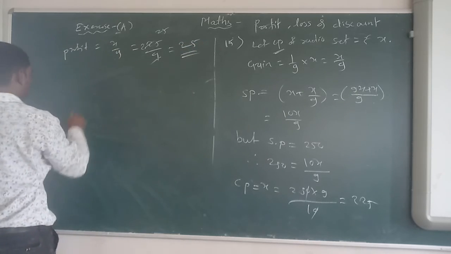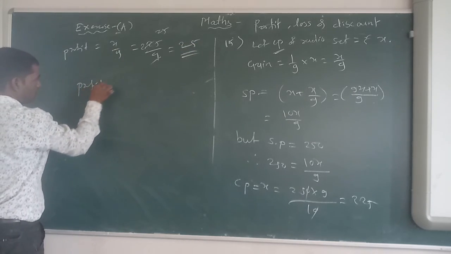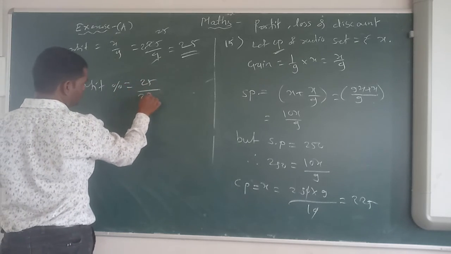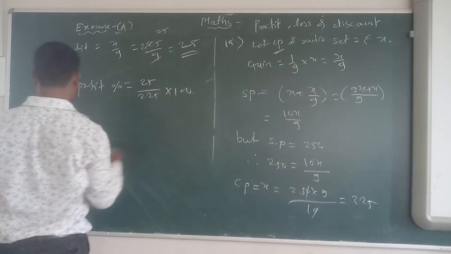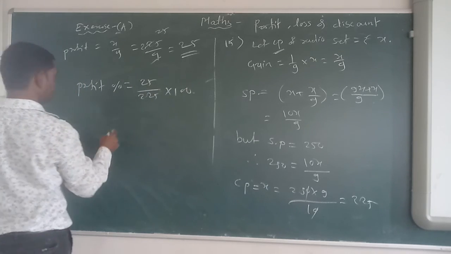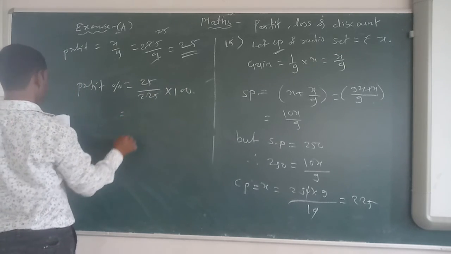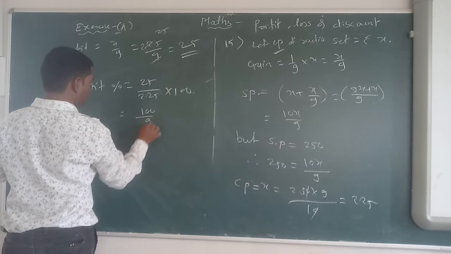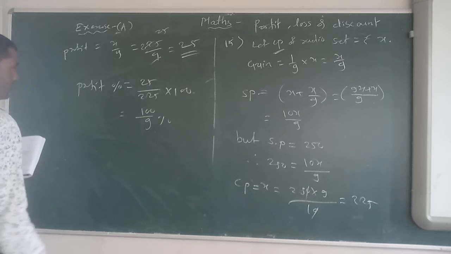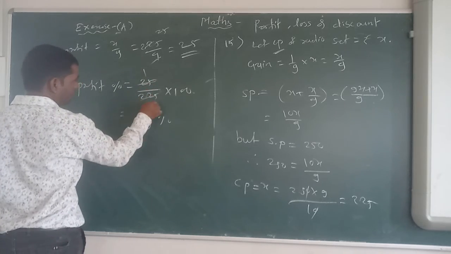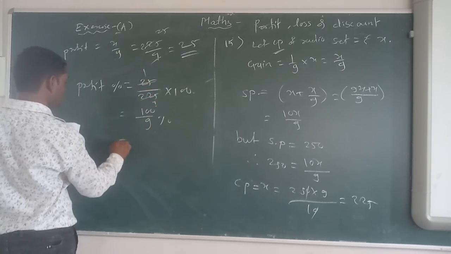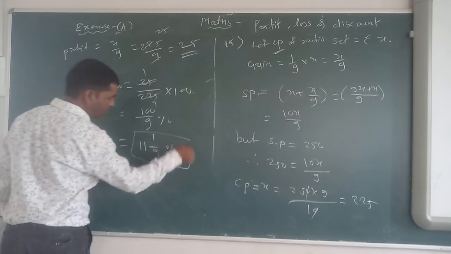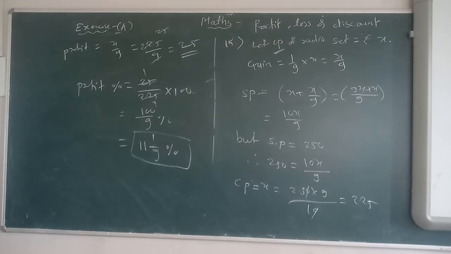We got the profit. Now profit percent is equal to 25 upon CP, which is 225, multiplied by 100. So the answer will be 100 upon 9%, which means 11 integer 1 upon 9%. This is your answer.